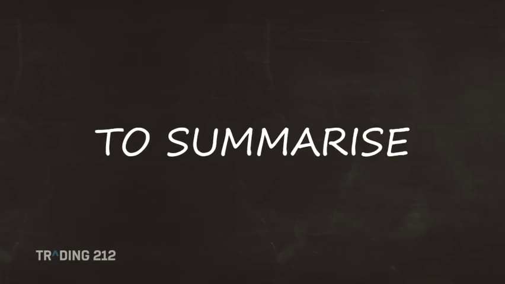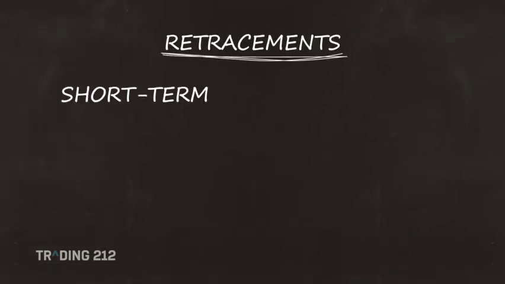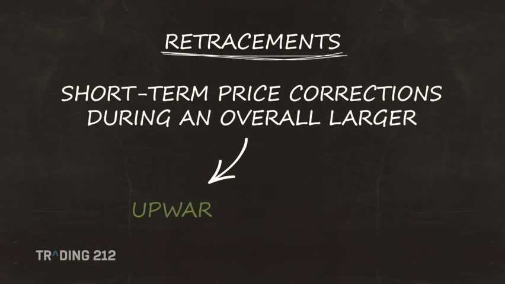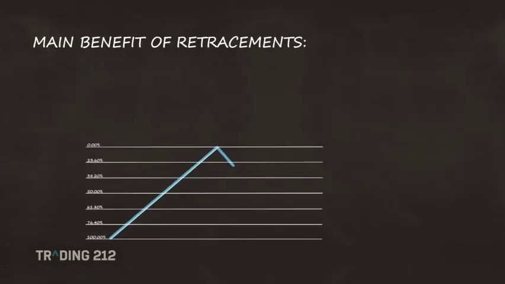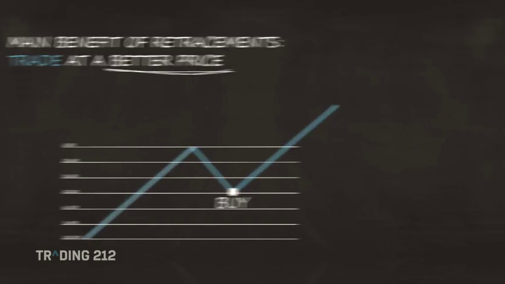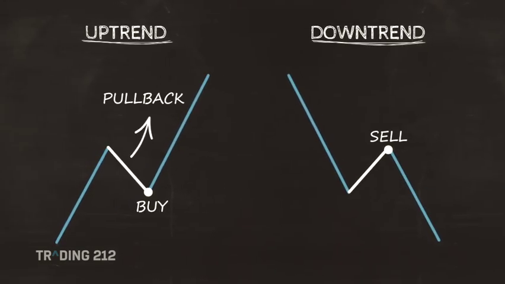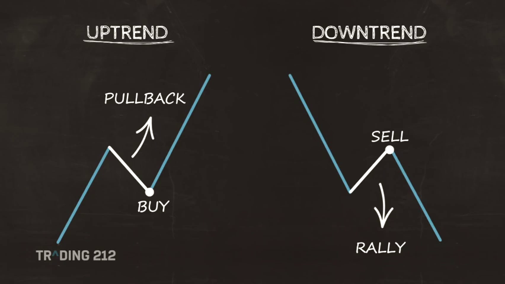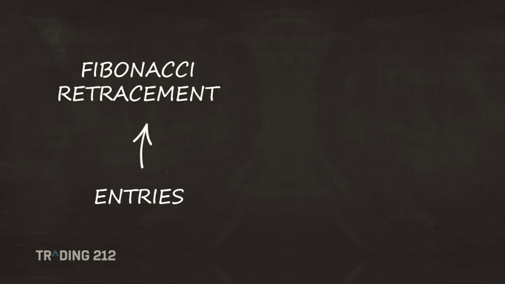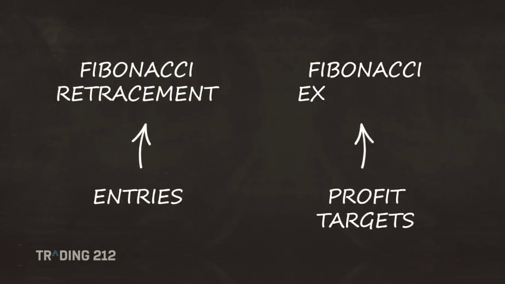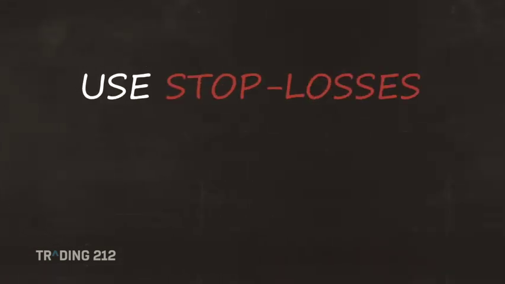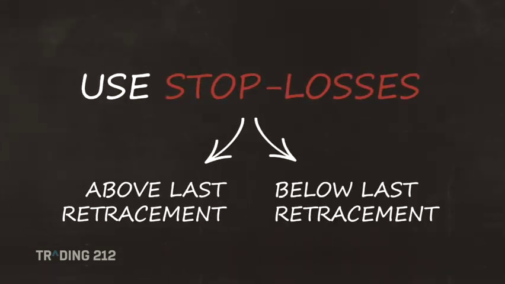To summarize, a retracement is a short-term price correction during an overall long-term upward or downward trend. The benefit to trading retracements is that they provide an opportunity to profit by entering a trade in the original direction of the trend at a better price. The basis of the trading strategy is to buy pullbacks in an uptrend and sell rallies in a downtrend. A good way of identifying them is to use Fibonacci retracements. To set your take profit, you can use the Fibonacci extensions as reasonable profit targets. As always, we recommend you use stop losses. They can be placed above or below the last retracement level.